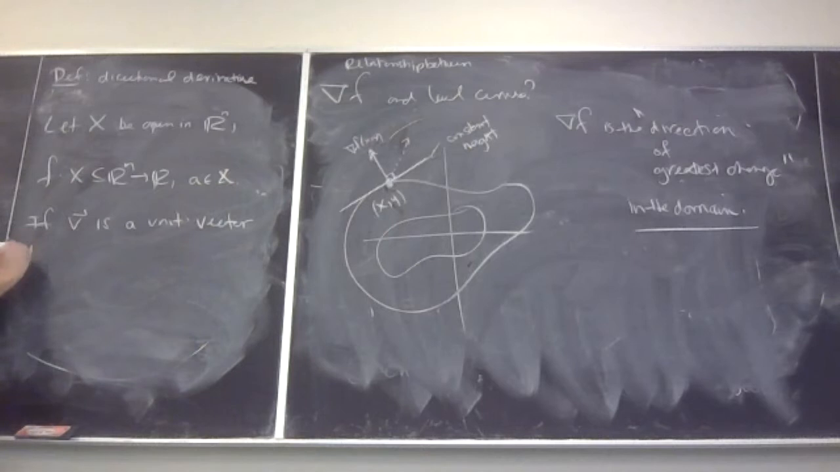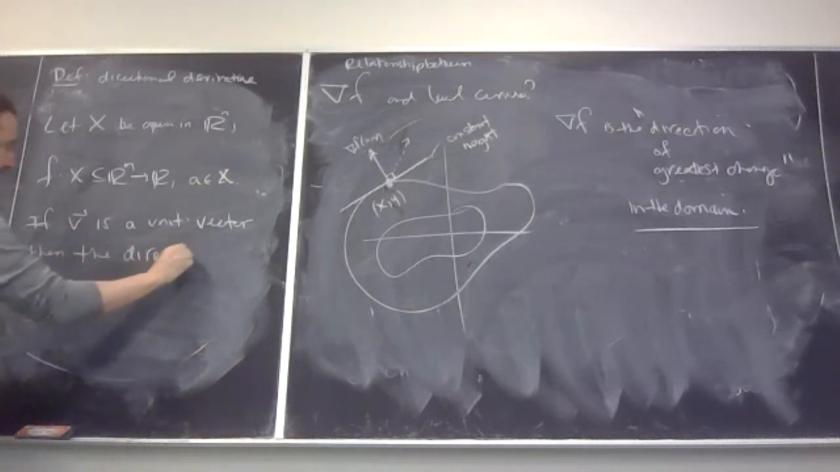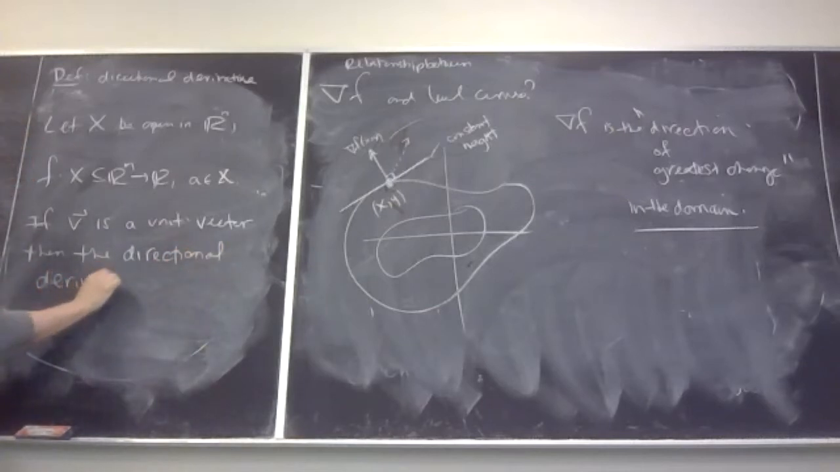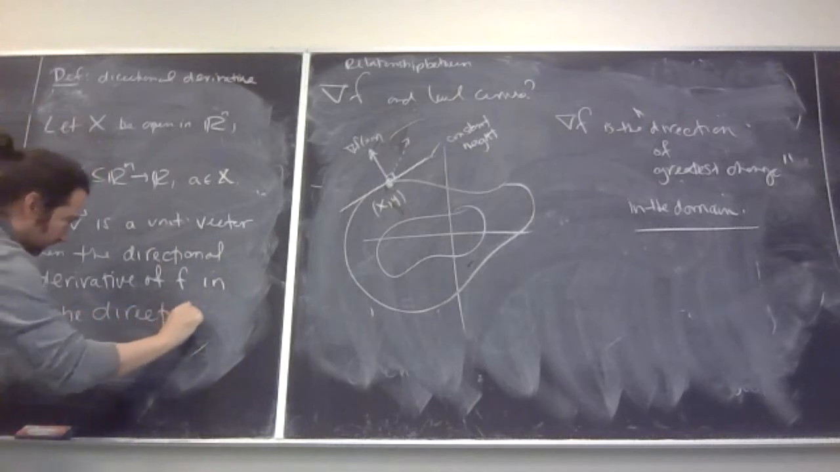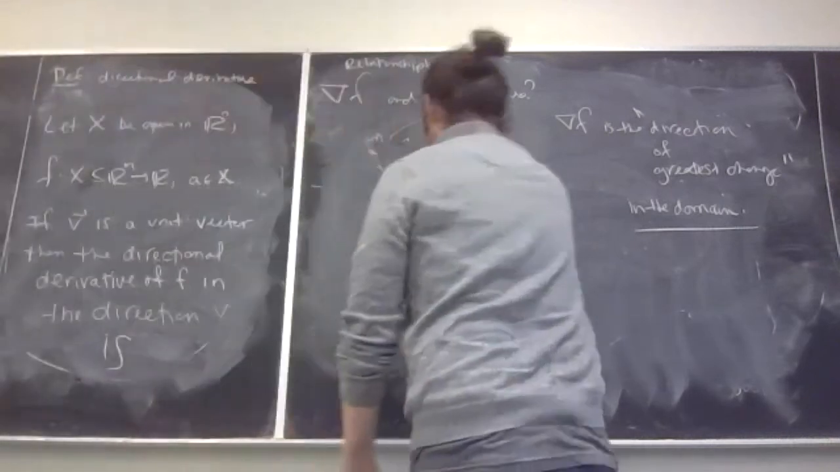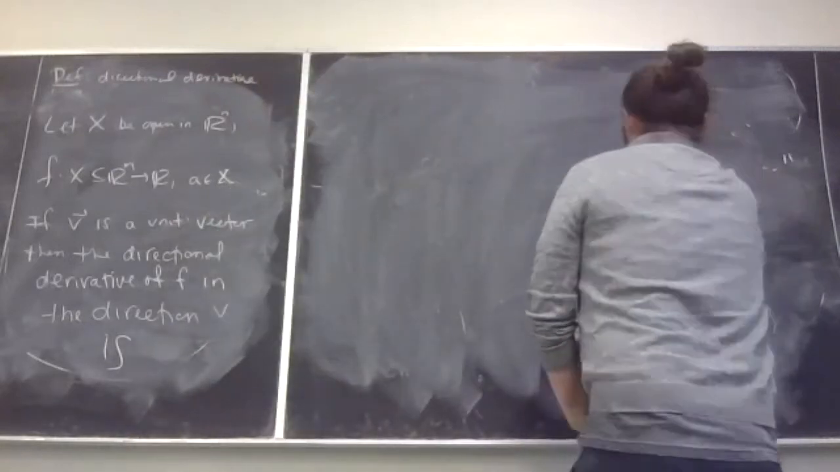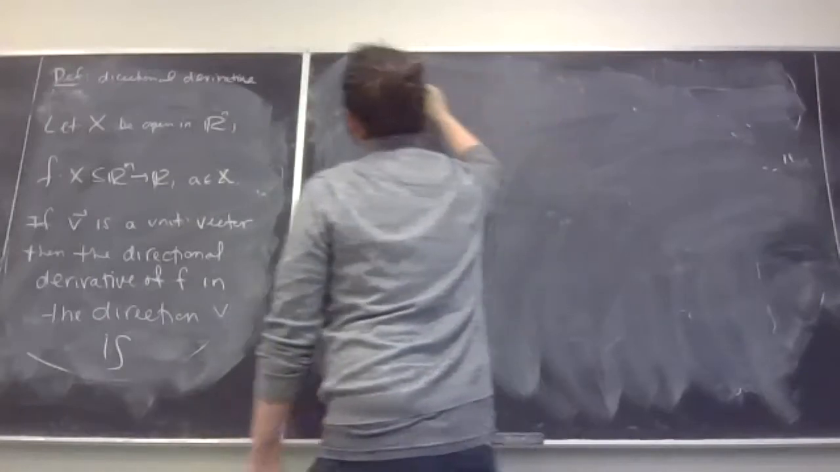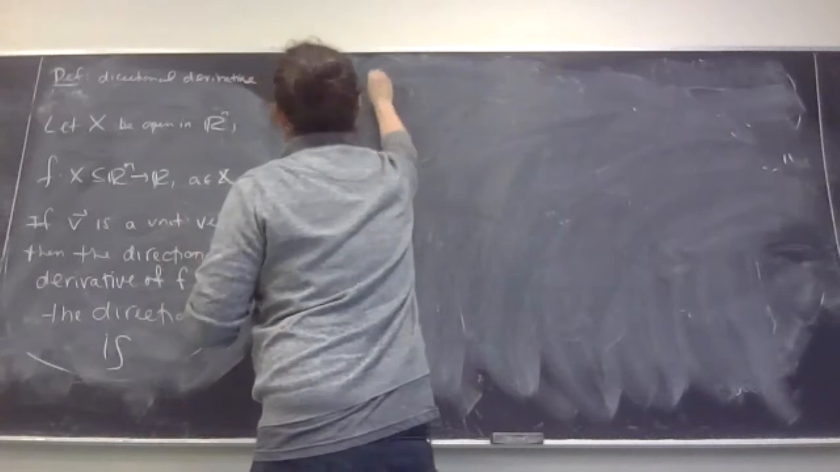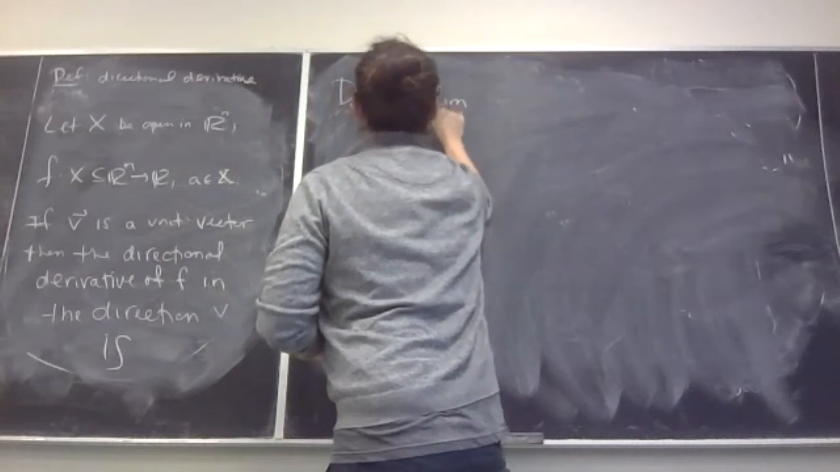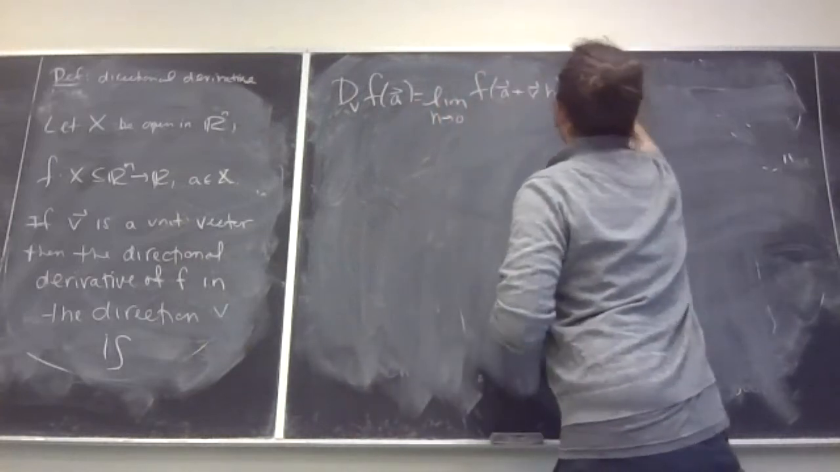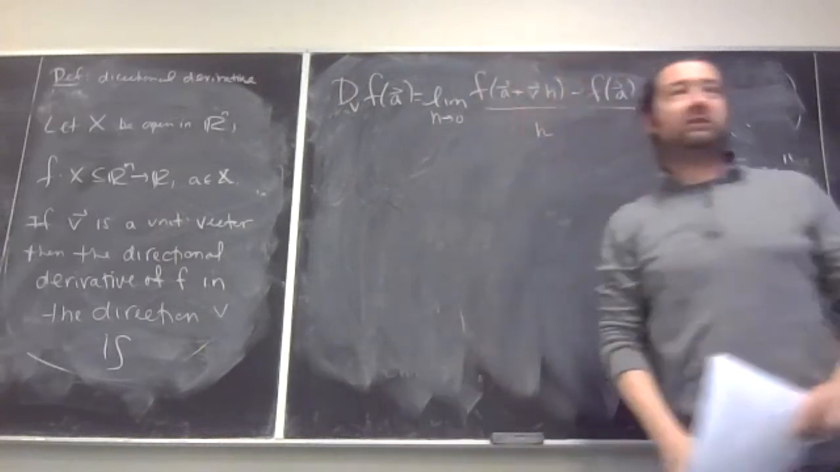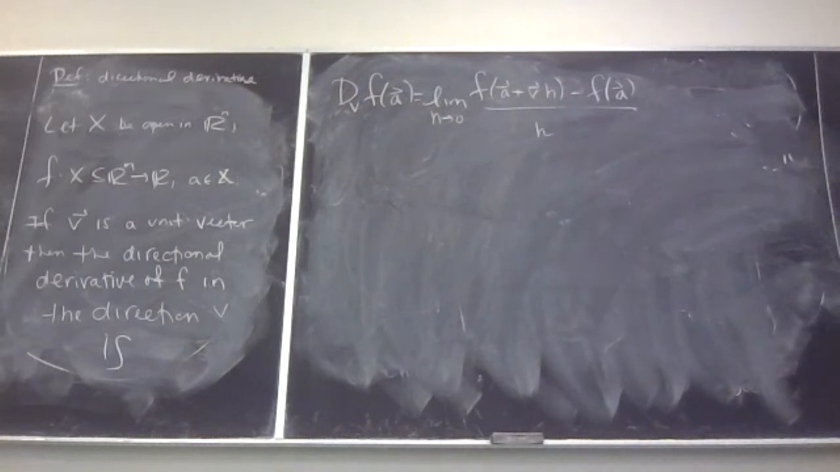Just a direction. If V is a unit vector, then the directional derivative of f in the direction V is, and I'll draw a picture of what's happening, D_V f(A) is the limit as h goes to 0 of f(A plus Vh) minus f(A), all divided by h. What on earth does that mean? I mean, it looks like a derivative. Still a difference quotient. What on earth are we actually measuring here?